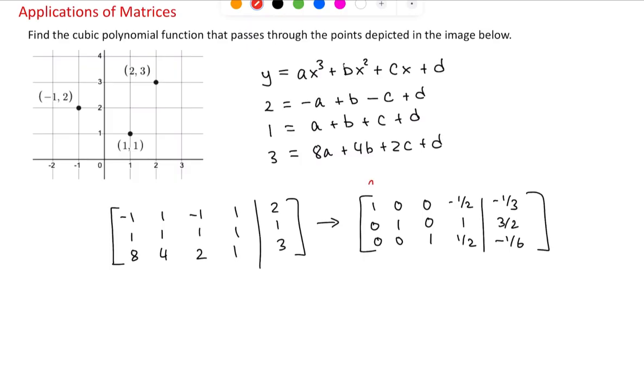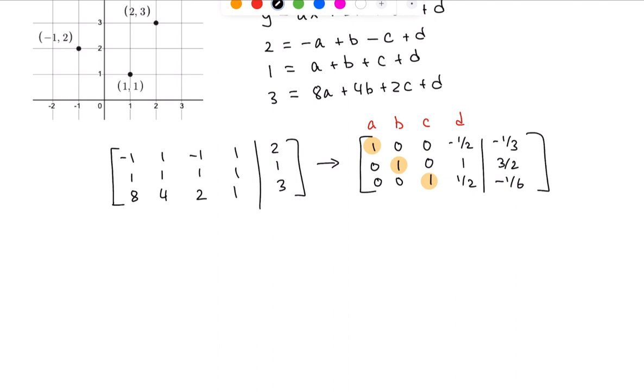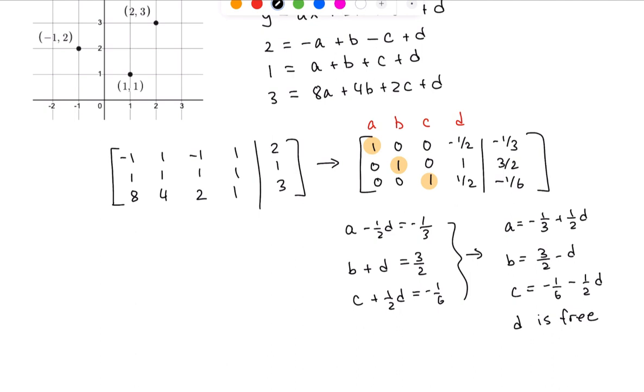Okay, so the columns represented the coefficients of A, B, C, and D respectively. And notice that we have only 3 pivot positions, which means that D, which is the column that's missing a pivot position, is going to be a free variable. And then converting the rows back into equations, this would read that A minus 1/2 D has to be equal to negative 1/3. And then repeat this for the next 2 rows. And then solve all of these equations for A, B, and C respectively. Okay, so this gives us our solution set, and there's going to be infinitely many solutions.